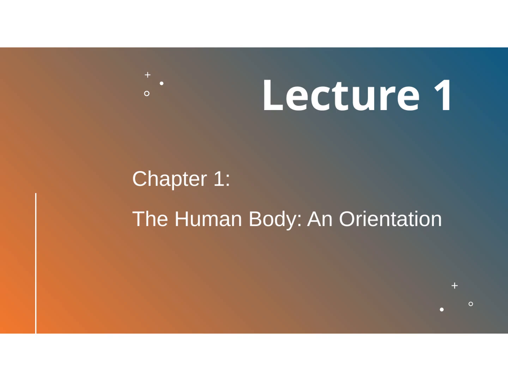Welcome to Lecture 1 for Chapter Number 1, The Human Body and Orientation. In this lecture, we're going to be building the foundation for the entire Anatomy and Physiology course. We're going to begin by distinguishing anatomy from physiology, then move through the levels of organization in the human body, and finish with the survey of the 11 organ systems.